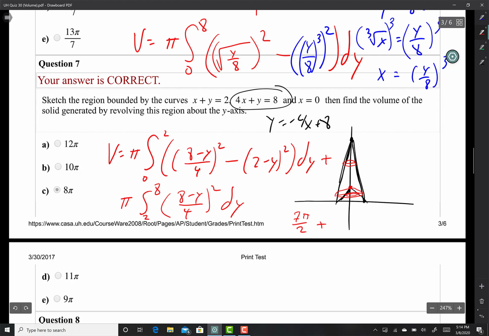Plus, now on this one here, math 9, 2 to 8, and then 8 minus x, close, divided by 4, close, squared, and on this one I get 9 pi over 2. So 9 pi plus 7 pi, that's 16 pi over 2. And 2 goes into 16 8 times. So there it is, guys.